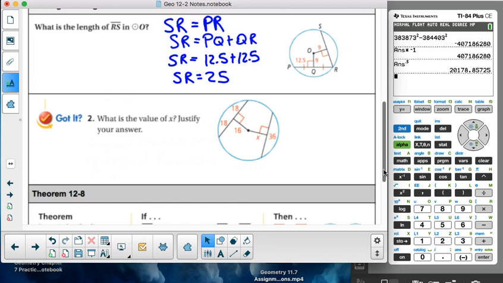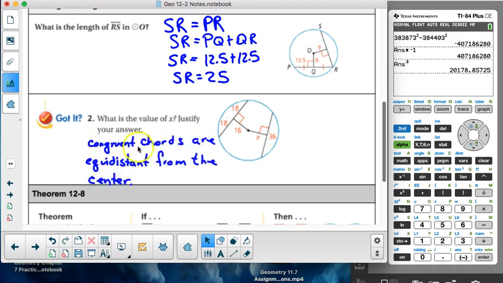Okay, so you got it. What is the value of X? Justify your answer. 18 and 18, right? This is 16. 18 plus 18 is 36. This is 36. These are perpendicular. This must therefore be 16. Congruent chords are equidistant from the center. These two chords are congruent. They've got to be the same distance from the center. So I know that x must be 16.